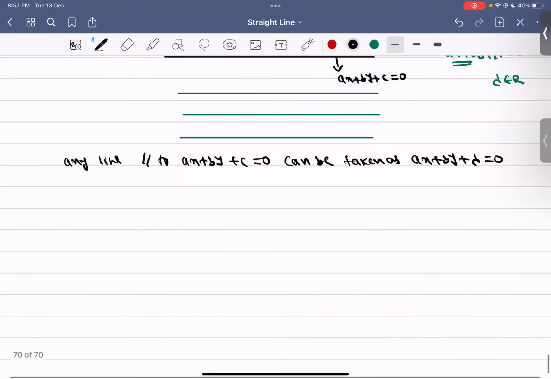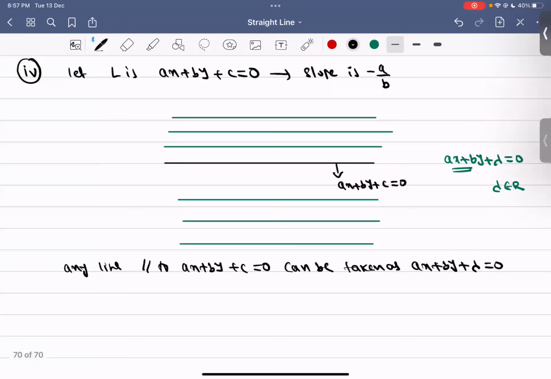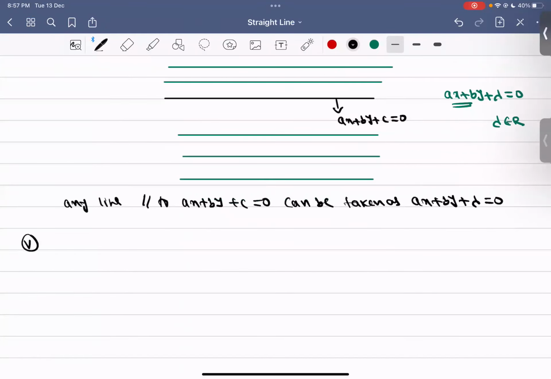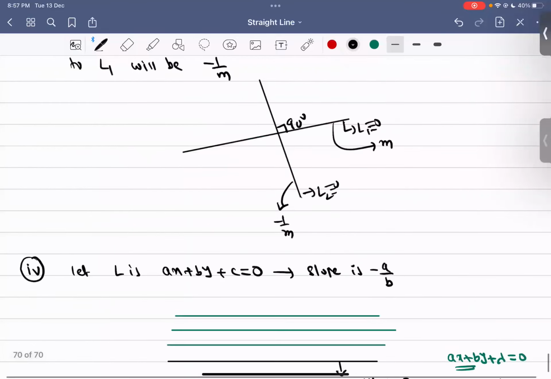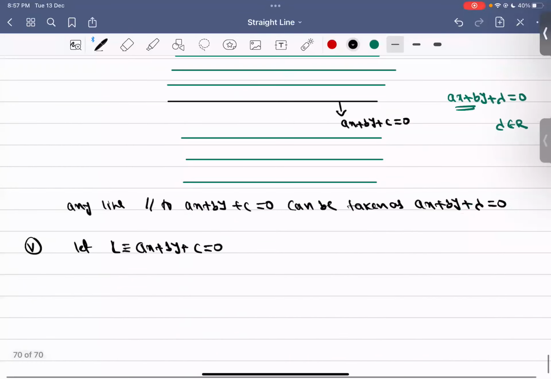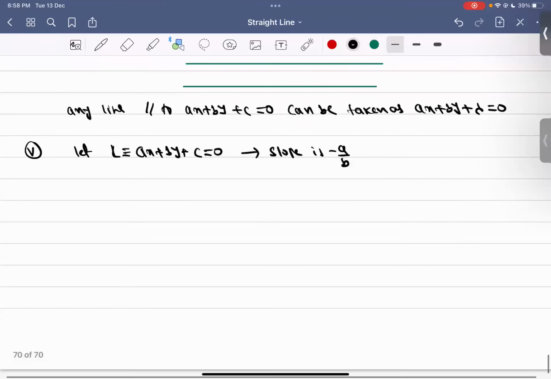So that was the fourth one. Next, the fifth point. Suppose the given line is L: ax plus by plus c equal to 0. So now, yes, its slope is what? Minus a by b. Therefore, now the given line is ax plus by plus c equal to 0.